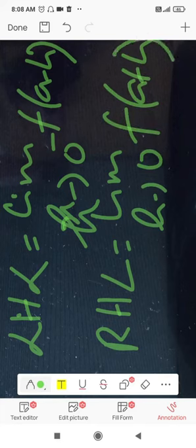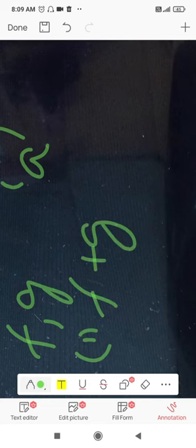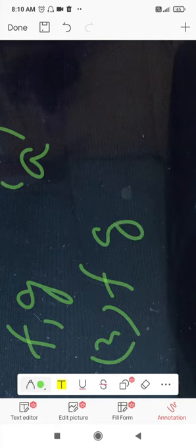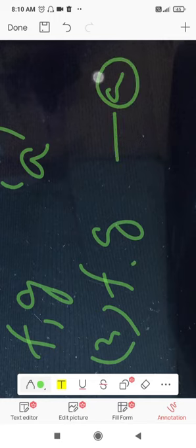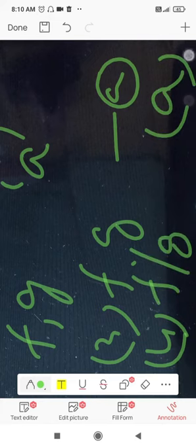Okay, this one. f and g are two continuous functions at a point, say a. Then number one, their sum f plus g is also continuous at the point a. Their difference f minus g is also continuous at the point a. Their multiplication is also continuous at the point a. And their division f by g is also continuous at the point a.